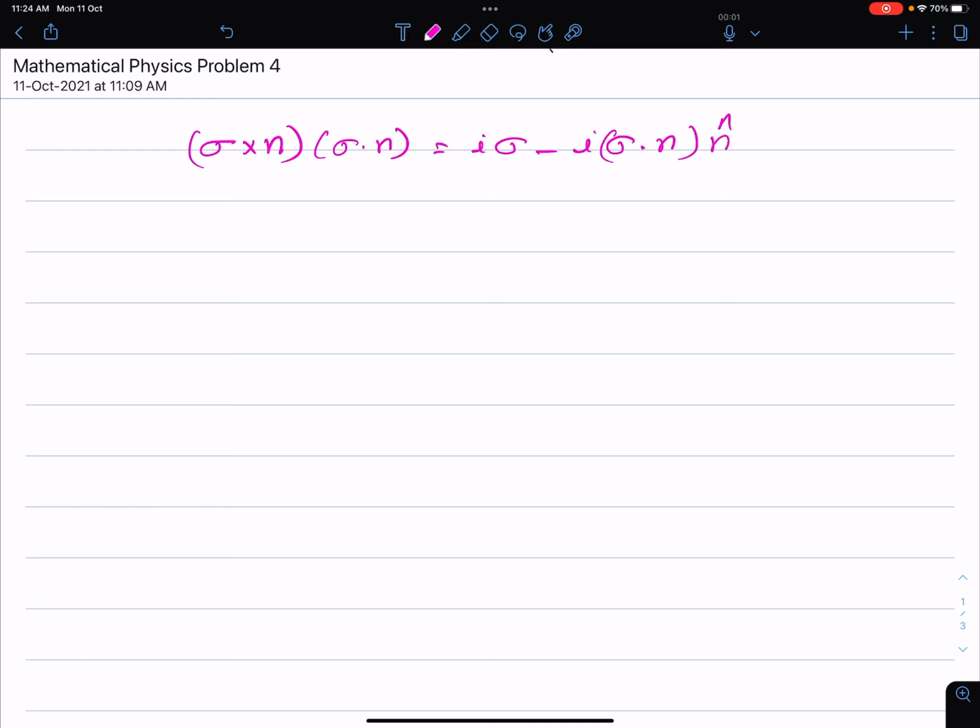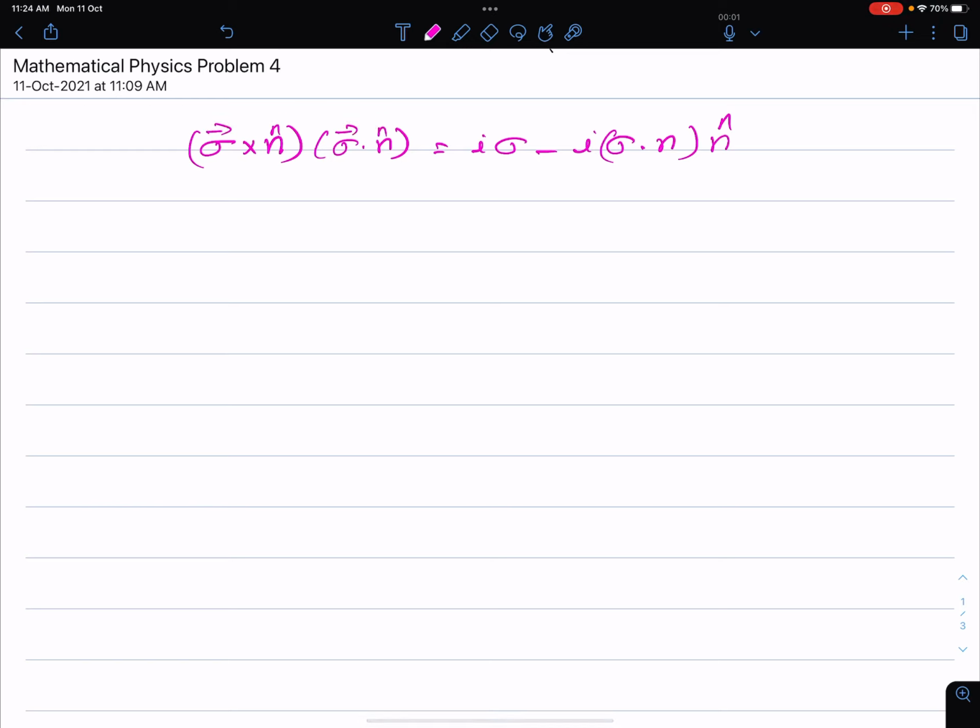Here I want to show that sigma cross n into sigma dot n is equal to i sigma minus i sigma dot n cap. Okay, so where sigma and n are the vectors, so for this equation alone, I will write down the vector symbol, but I will not be doing that for the rest of the calculation.